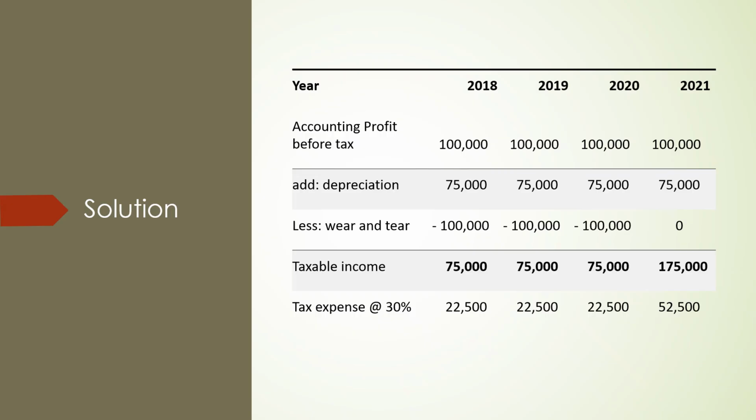In 2021, the wear and tear allowance has been fully utilized. Thus, there is no deduction. However, we still have 1 year of depreciation amounting to 75,000. We add this to the profit before tax and determine a taxable income of 175,000. The income tax expense is 30% of the 175,000, which amounts to 52,500.